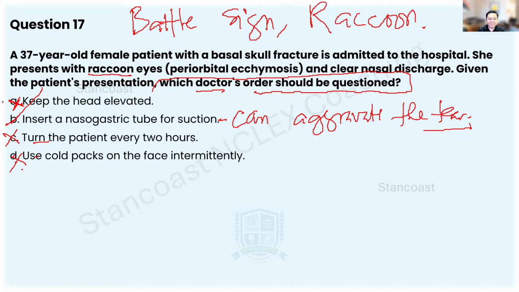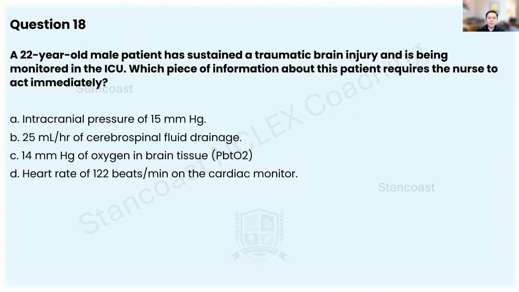All right, let's move on to number 18. A 22-year-old male patient has sustained a traumatic brain injury and is being monitored in the ICU. Which piece of information about this patient requires the nurse to act immediately, rather? A, intracranial pressure of 15. B, 25 mLs per hour of cerebrospinal fluid drainage. C, 14 mmHg of oxygen in brain tissue, or known as the PbTO2. And D, heart rate of 122 beats per minute on the cardiac monitor.